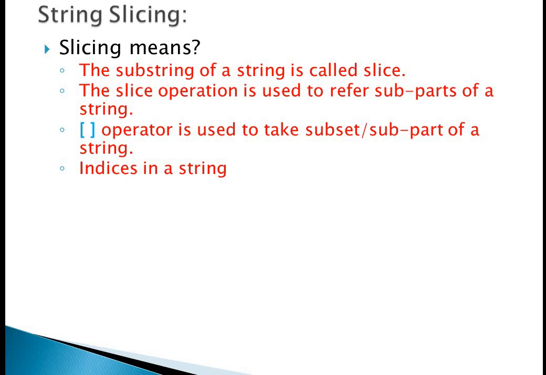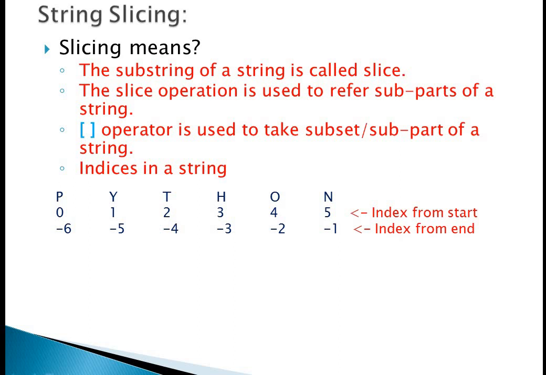Before going to the slicing operator, we need to know indices in a string. There are 2 types of indices in a string. One is the positive index, the other is the negative index. Suppose we have created one string object and it holds the value Python. The positive index starts from the beginning of the string. So what is the beginning of the string? P is the beginning of the string.